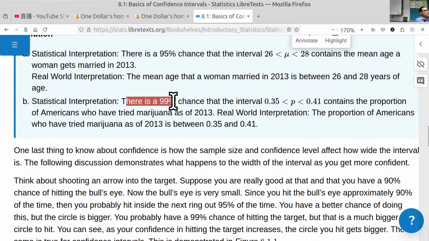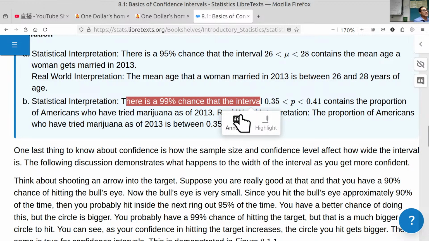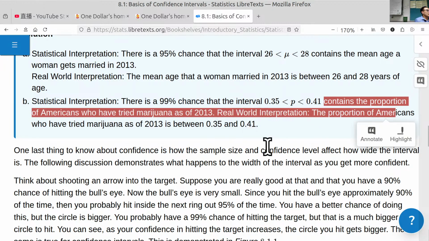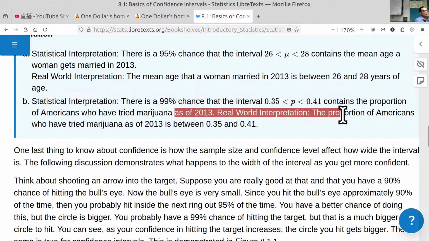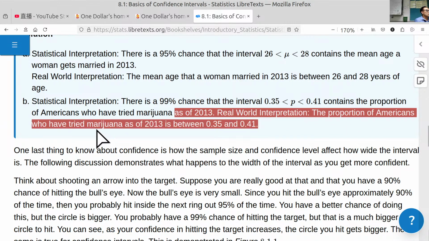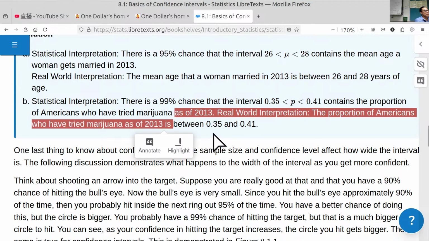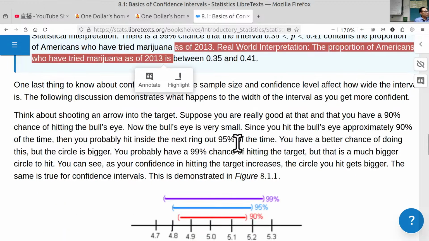There is a 99% chance that the interval between 0.35 and 0.41 contains the proportion of Americans who have tried marijuana as of the year 2013. Real-world interpretation: the proportion of Americans who have tried marijuana is between 0.35 and 0.41. Okay.